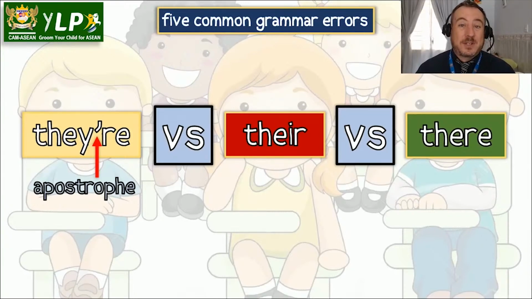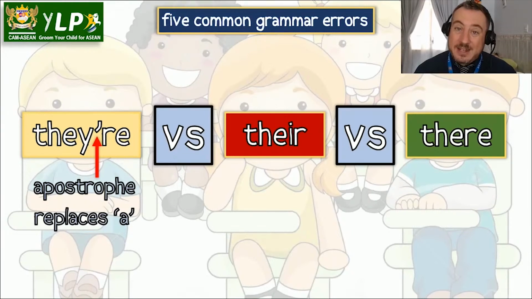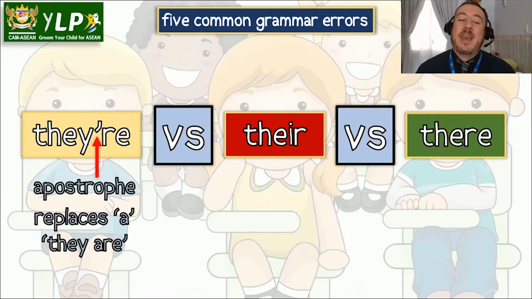Right. Remember, with the yellow there, okay, we have an apostrophe. Now, do you remember what an apostrophe means? An apostrophe means that it replaces a letter. In this case, it replaces a. So what are the two words if it replaces a? They are. Okay, so the yellow there, it means they are.